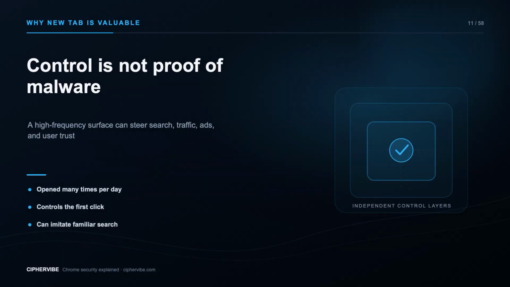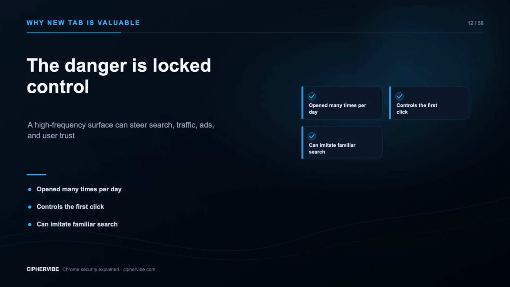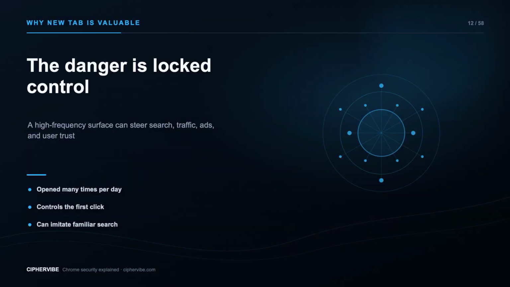Replacing new tab alone does not make an extension malicious. Consent, transparency, behavior, and removability matter. Risk rises sharply when software changes the page without informed consent and prevents the user from reversing it.